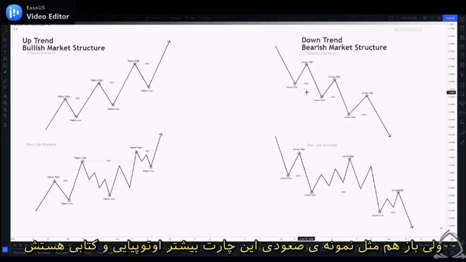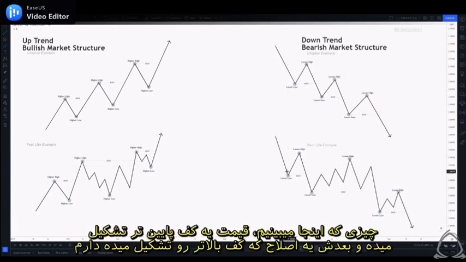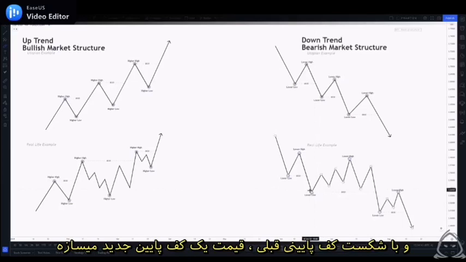But again, like the bullish example, this is more of the utopian example. This is the textbook example. But we want to also look at what we're more than likely going to see on a true price chart so that we can be prepared for what is to come on an actual chart. So what we can see here is we have price creating a lower low. We get that retracement or correction to create a lower high.